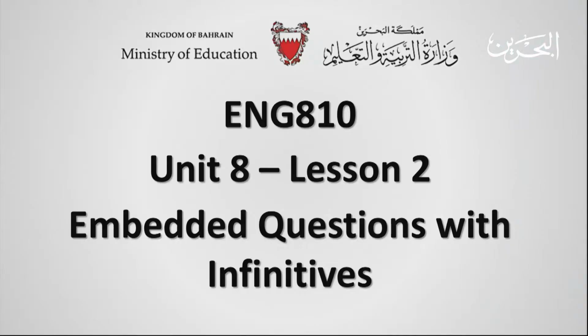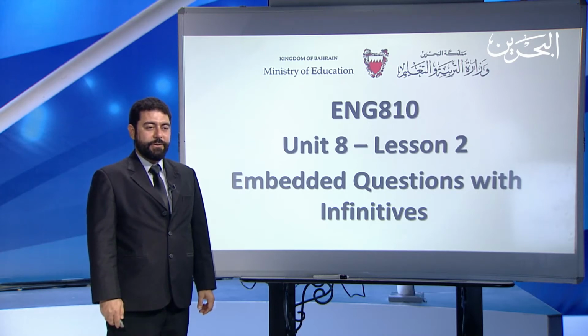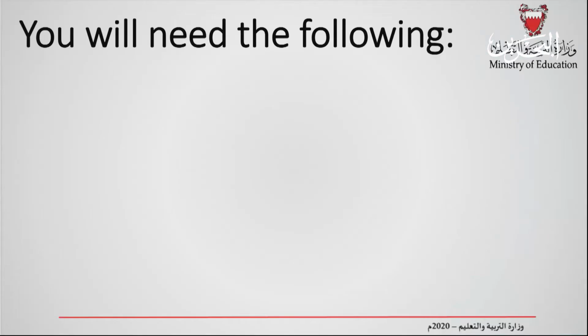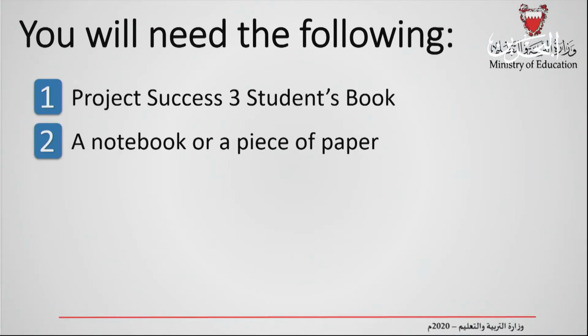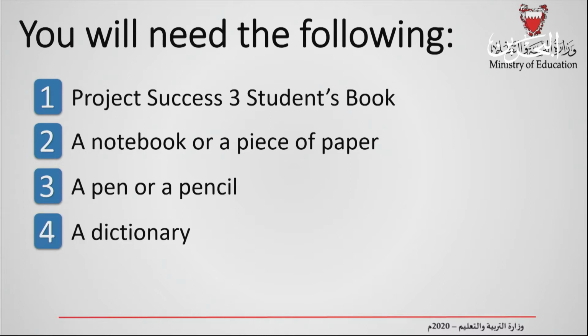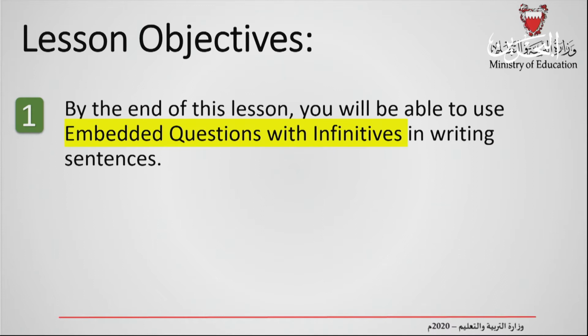This lesson is for English 810 for technical and vocational schools. It is Unit 8, Lesson 2, Embedded Questions with Infinitives. In order for you to do the lesson well, you need the following. Number 1, Project Success 3 Student's Book. Number 2, a notebook or a piece of paper. Number 3, a pen or a pencil. Number 4, a dictionary. Lesson objectives. By the end of this lesson, you will be able to use embedded questions with infinitives in writing sentences.